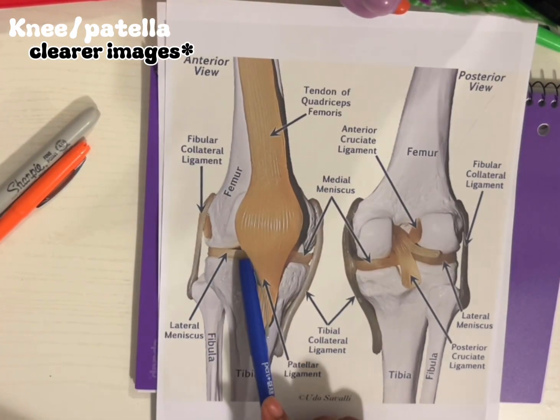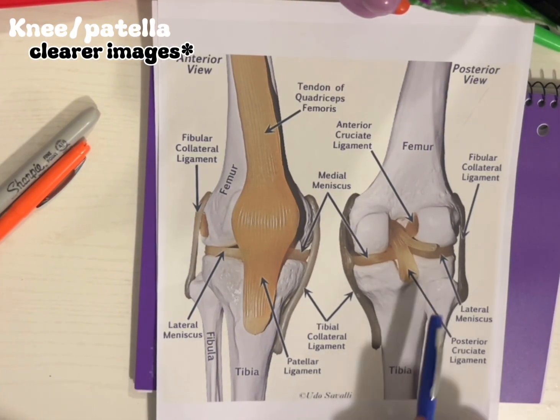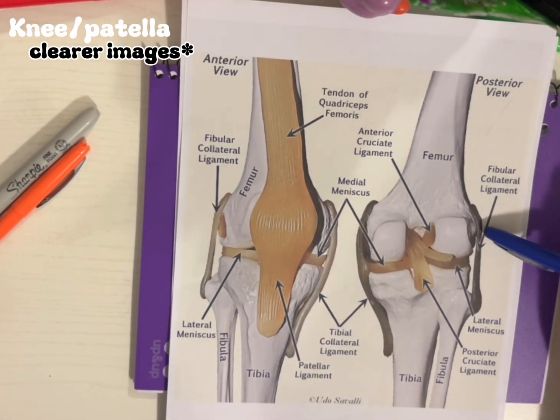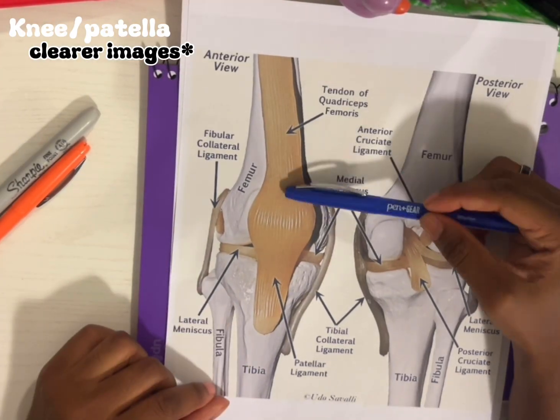So that's the anterior and posterior view. In the posterior view, you can see the medial meniscus and the lateral meniscus here, and that's the posterior cruciate ligament coming back here. This is the anterior cruciate ligament. The tibial medial ligament is on the side, and the fibular lateral ligament is on the side. And that's the end of the process. So, the muscle connecting to bone.